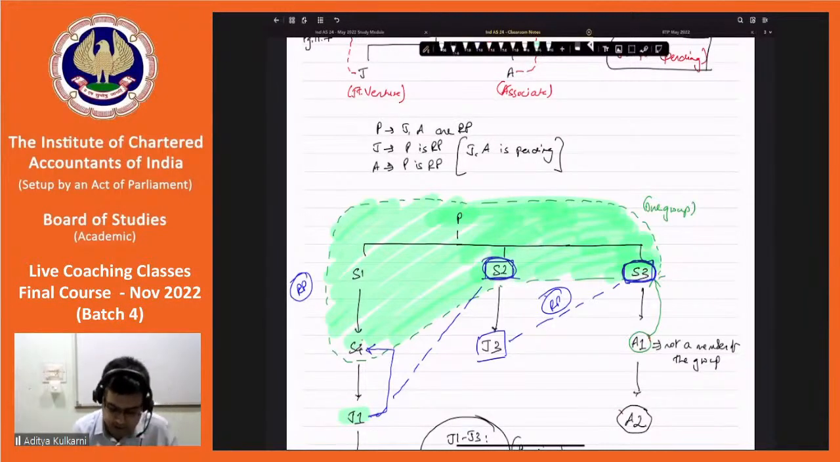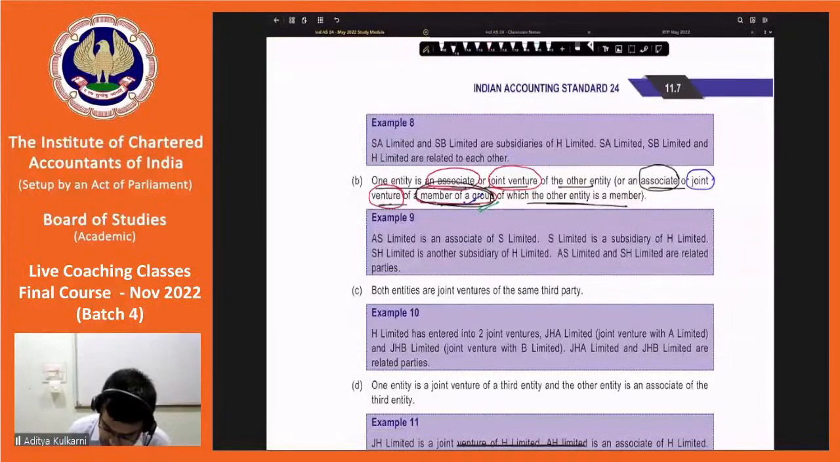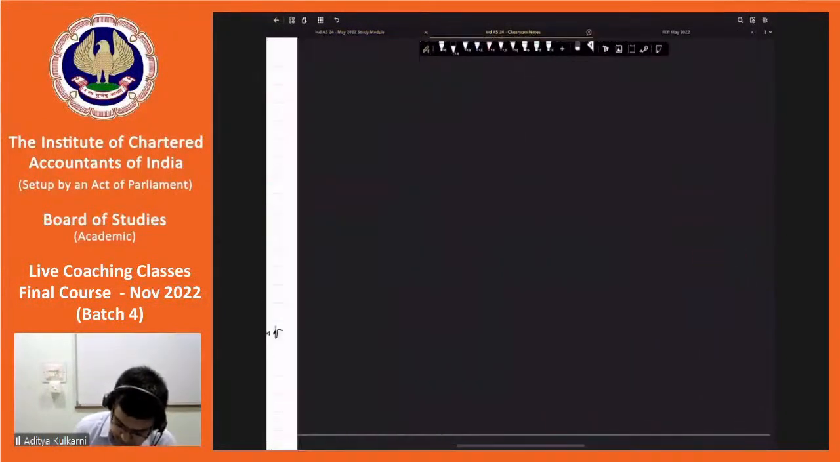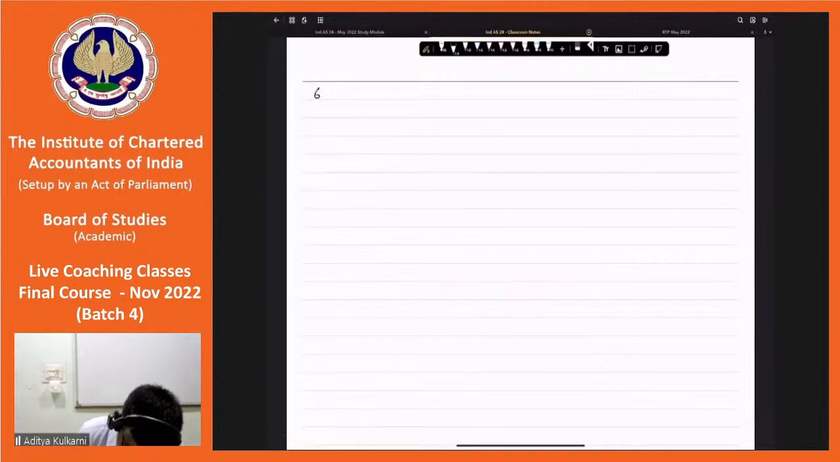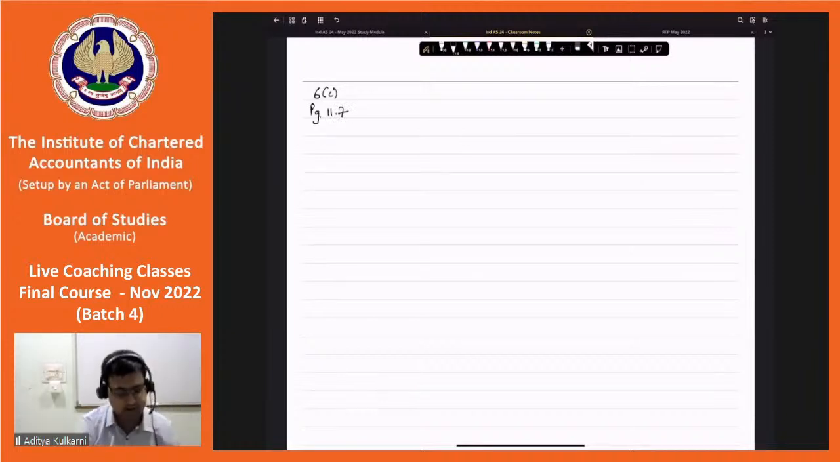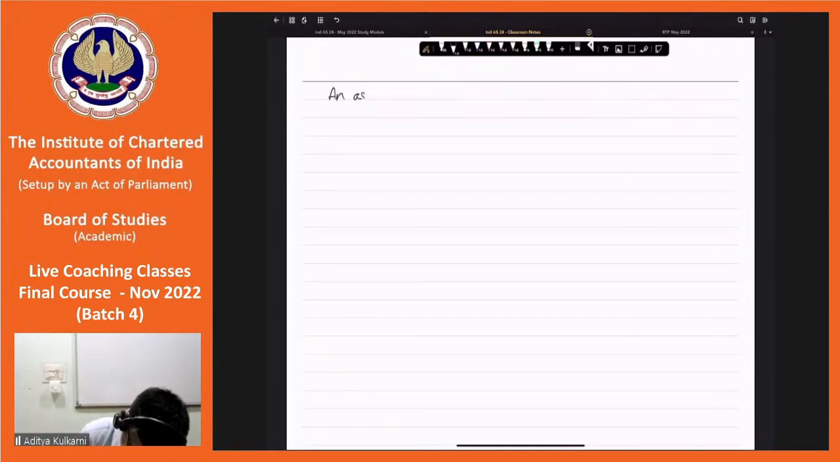Okay. So 6B is done. 6C, page 11.7. Wait a minute. Just before this, one small note and then we shall proceed. An associate, this is not 6C, this is just a note for the earlier one.